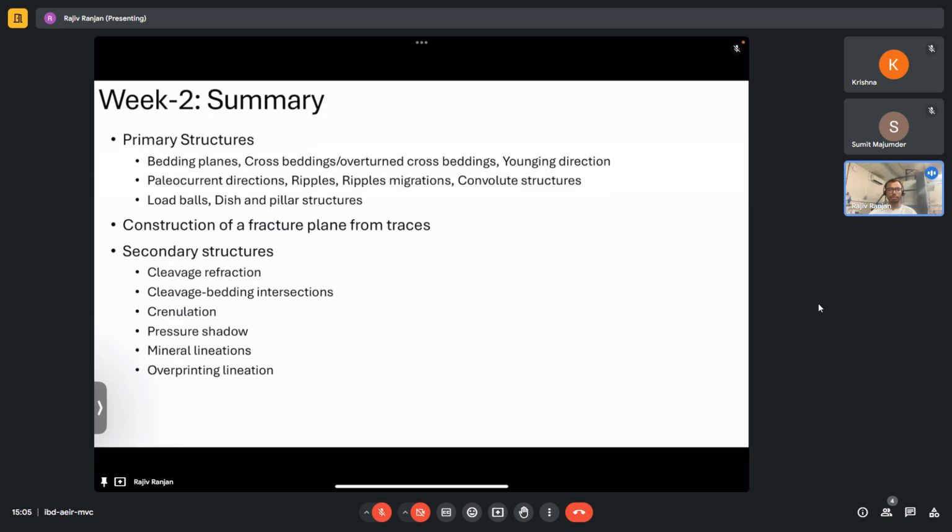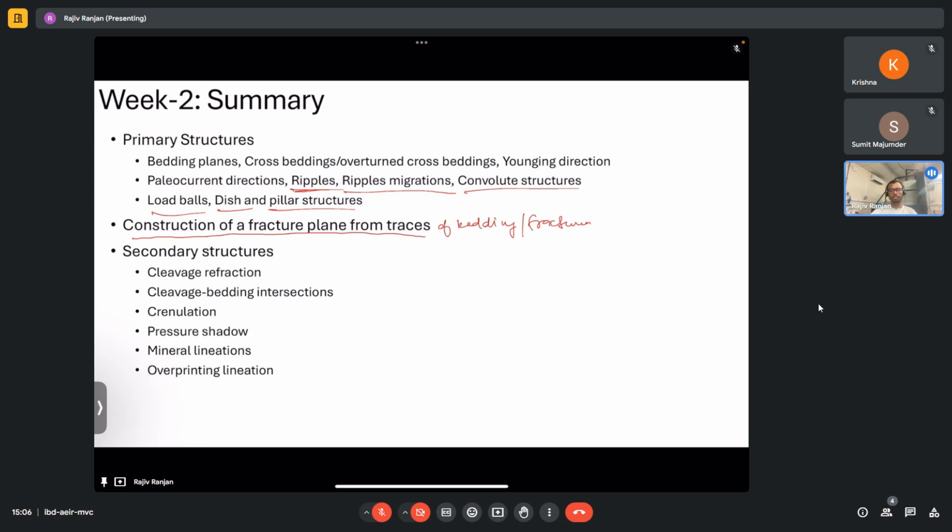We have covered in the lectures primary structures, where we learned bedding planes, cross beddings, and overturned cross beddings, which are used to determine younging directions. Primary structures are also used for paleocurrent directions, for example ripples, migrations, convoluted structures, load balls, and flame and pillar structures. We also saw in one of the lectures how to construct a fracture plane from traces, traces of bearings or fractures.